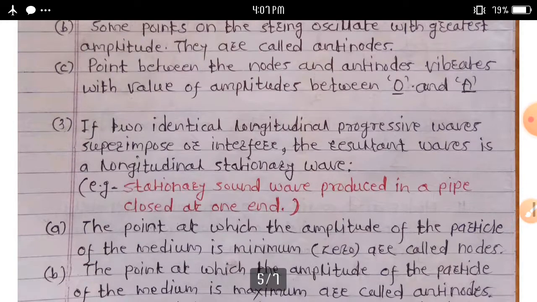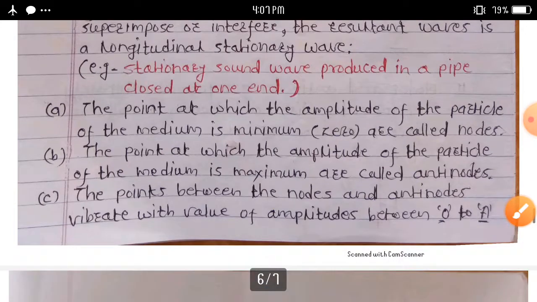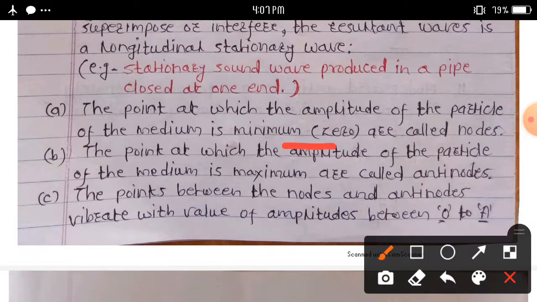For example, we consider here a stationary sound wave produced in a pipe closed at one end. Here also, the points at which the amplitude of the particles of the medium is minimum, we consider 0, are called nodes, and the points at which the amplitude of the particles of the medium is maximum are called antinodes. The points between nodes and antinodes vibrate with amplitudes between 0 and A.